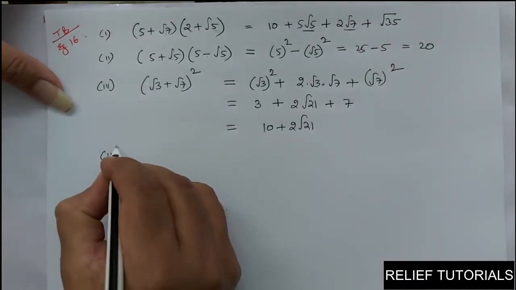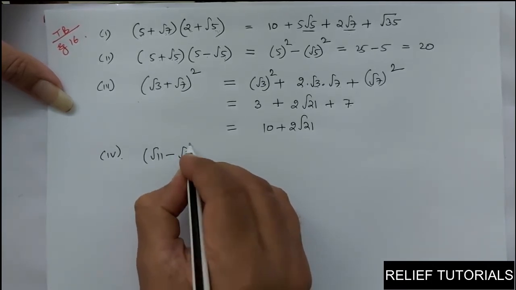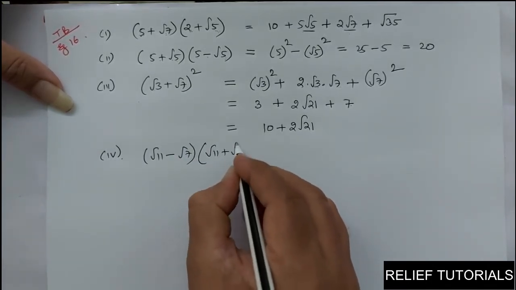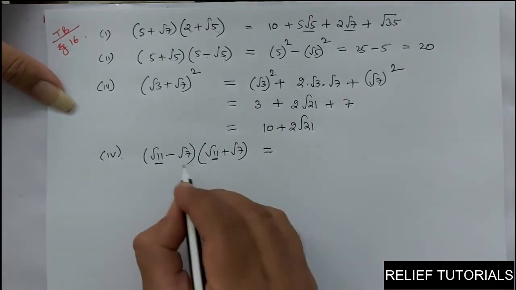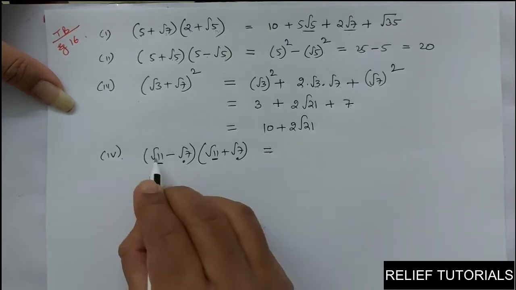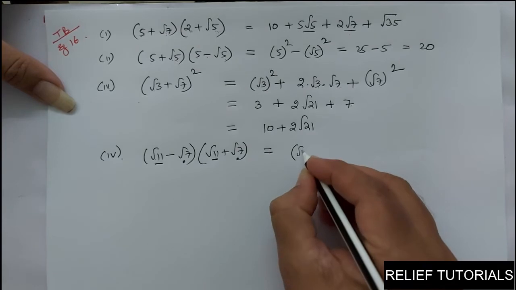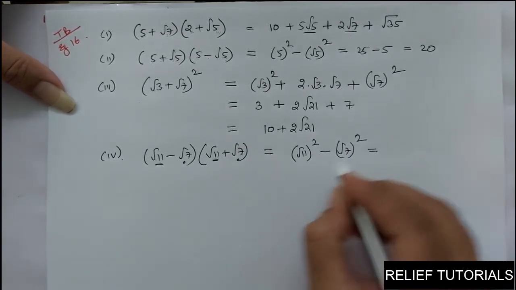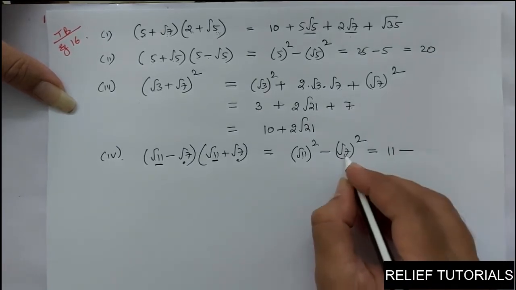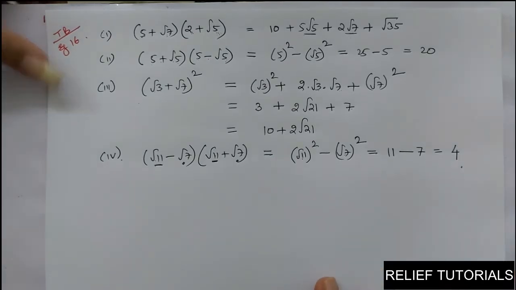Now the fourth one. Root 11 minus root 7, root 11 plus root 7. Look here, the first term is the same, x, the second term is the same, y: x minus y, x plus y. So x square minus y square. So root 11 the whole square minus root 7 the whole square. Root 11 the whole square is 11, minus root 7 the whole square is 7. So 11 minus 7, the answer is 4. In this way you can do the problem.